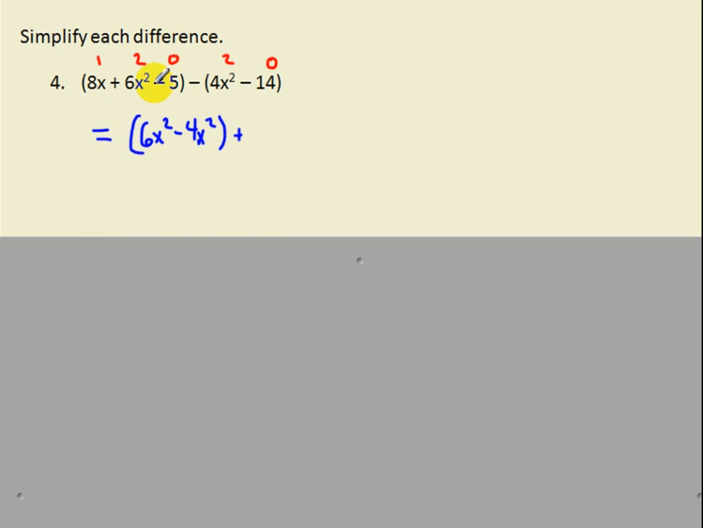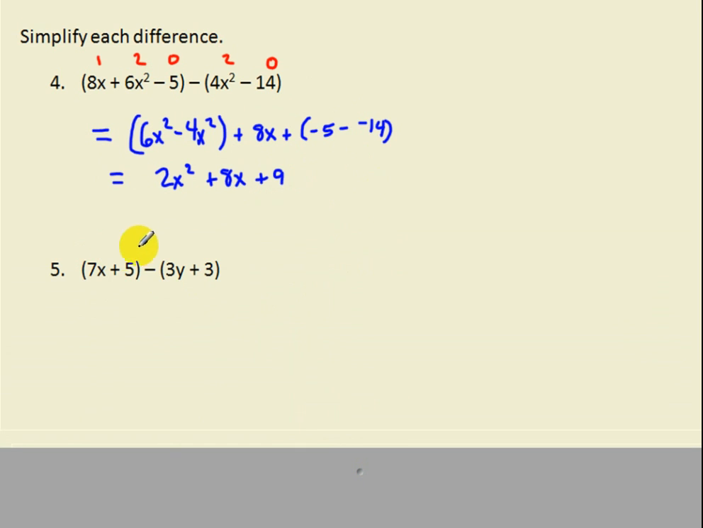Okay, plus, now degree 1, we just have that 8x. And then for our constants, we have a negative 5 minus negative 14. Okay, so for degree 2, we end up with 2x squared plus 8x, and then negative 5 minus a negative 14 is a positive 9, so we have plus 9.